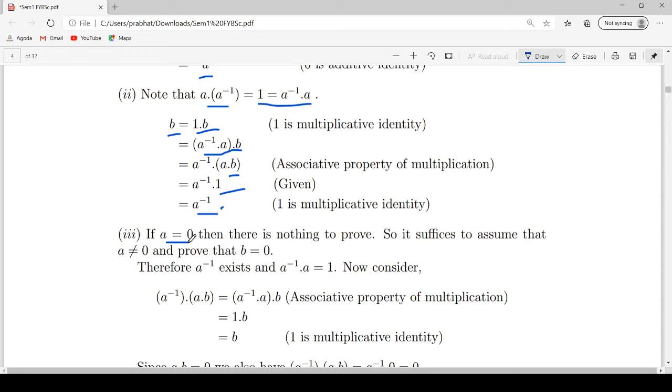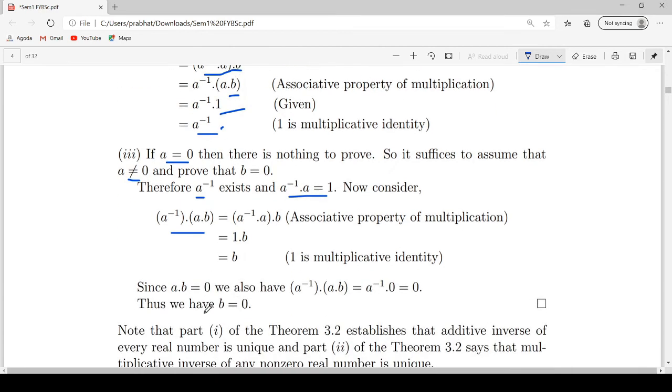So you assume A is not equal to 0. If A is not equal to 0, then you have to prove B is equal to 0. Let's try to prove it. Since A is not equal to 0, A inverse exists. That means A inverse dot A is equal to 1. Now consider A inverse times A dot B.